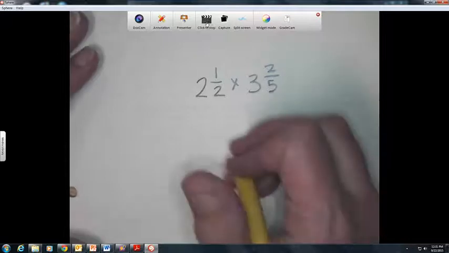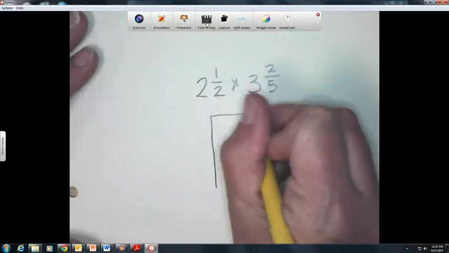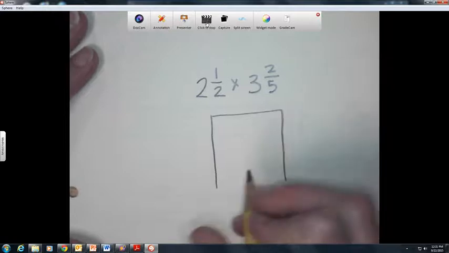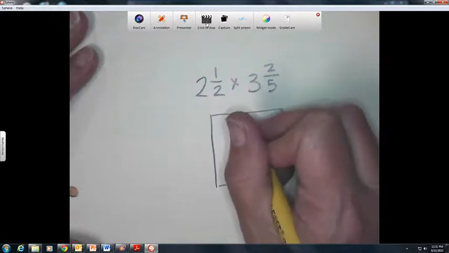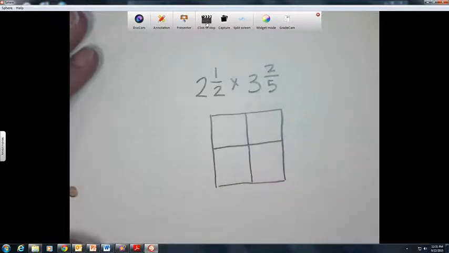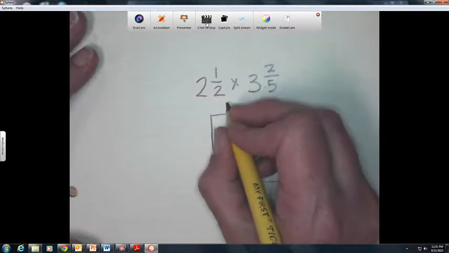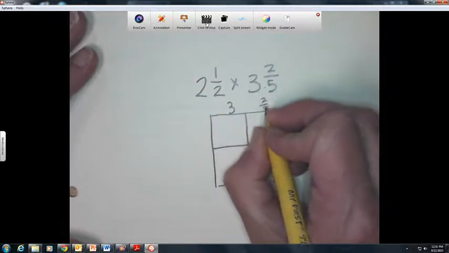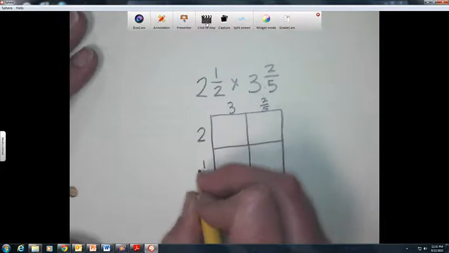So if you're working with this fraction, then you set up your box. Does it really matter where I put my fractions, on the top or the side? No, whichever one works better, you can do. Yesterday when we were working, we were always putting this one on the top, 3 2/5 times 2 1/2.